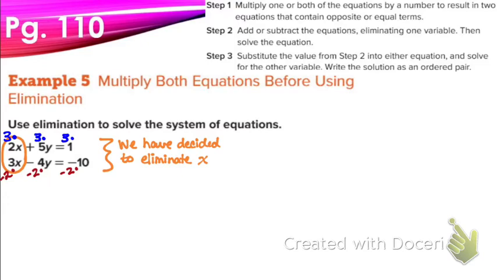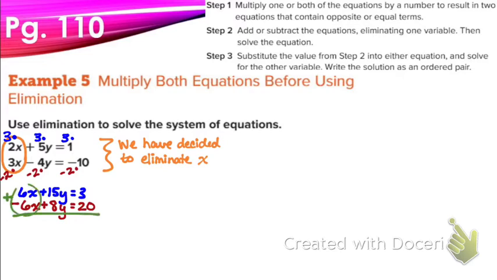So up on the top, when I multiply everybody by 3, I'm going to get 6x plus 15y equals 3. What do I get when I multiply everybody in the bottom by negative 2? Negative 6x. Negative 8y, or positive 8y, I mean. And a positive 20 back here. We're going to add these two equations together now.